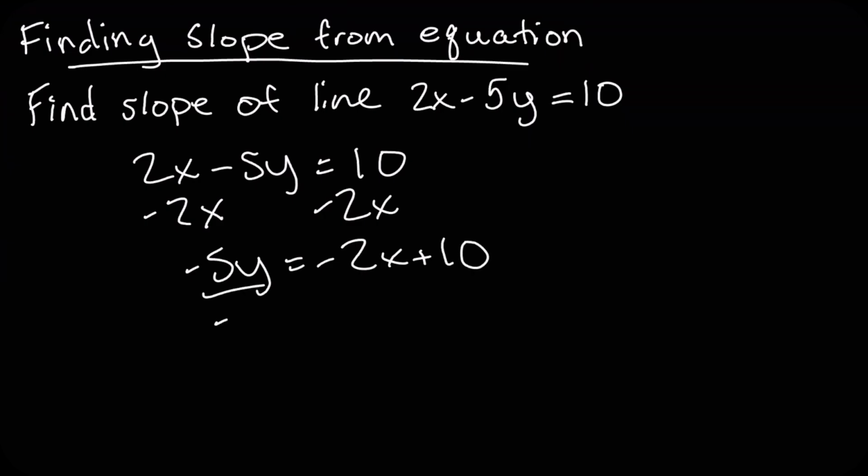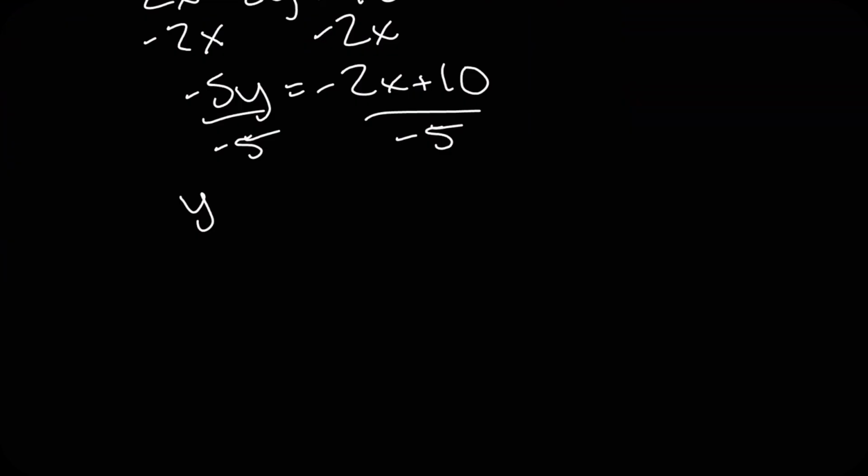Okay, and then divide by -5. And this should get you y is equal to 2/5 x minus 2. So our slope in this case, or our m, is going to be this rise over run, or 2/5. So you can go ahead and put slope is equal to 2/5.